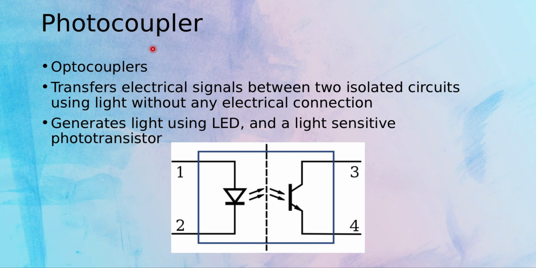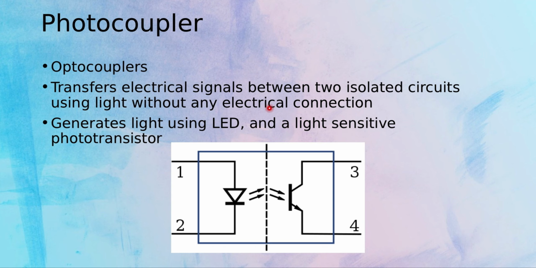Now let's see what a photocoupler is. A photocoupler is also called an optocoupler. Now from the name, it's very evident that it has something to do with light. Take a look at this diagram. This is how a photocoupler works. Simply put, these devices are just a combination of a light-emitting diode and a phototransistor.